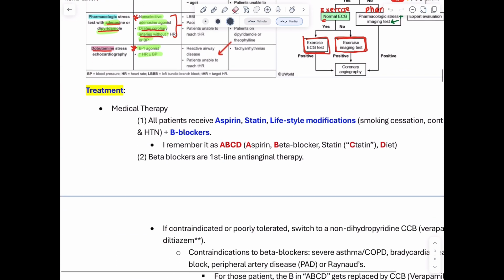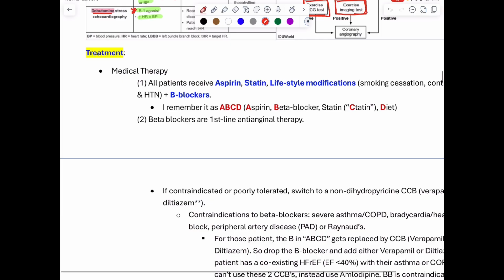Okay, so let's say someone has stable angina. What are you going to give them? For medical therapy, the way I think about it is that they have the A, B, C, D. You give them an aspirin, you give them a beta blocker, that's going to be the B, and then you give them a statin. The C is for statin. It's stupid, but this is how I remember it.